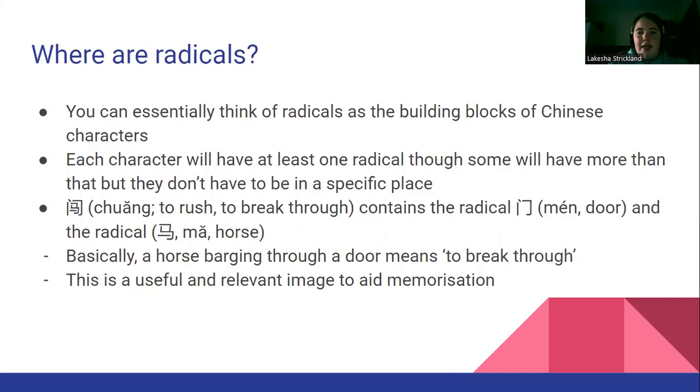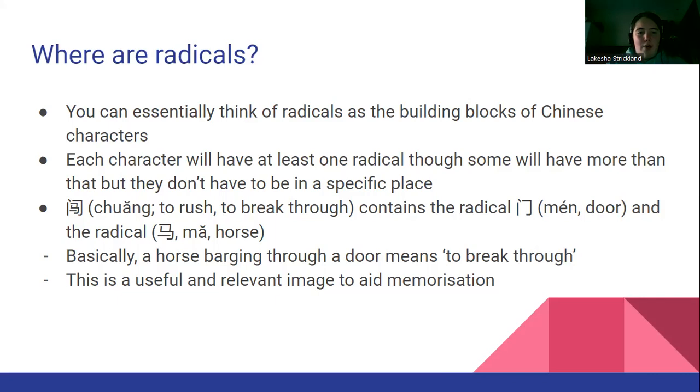And this is another question I get asked quite a lot: where will you find the radicals? There's no one answer to this. They can be anywhere in a character, and they can be small, they can be big, they can be all sorts of different places. But essentially, you should think of radicals as building blocks. Chinese characters are built with these blocks, with these radicals. Each character will have at least one radical, but some of them have more than that. Some of them have a couple. They're never in one specific place. They could be at the start, on top, or at the bottom.